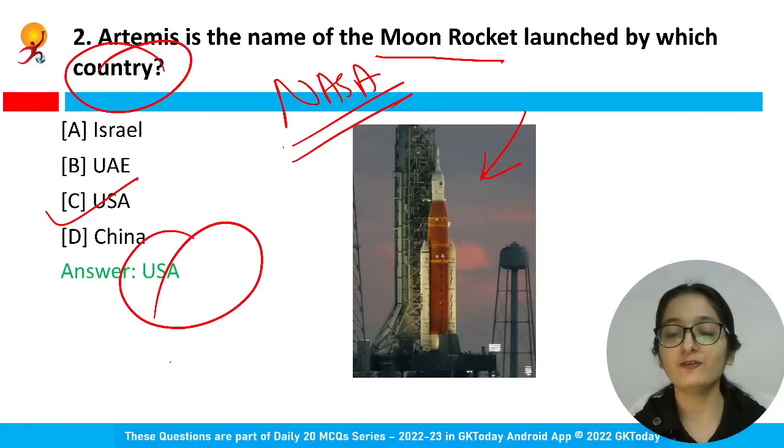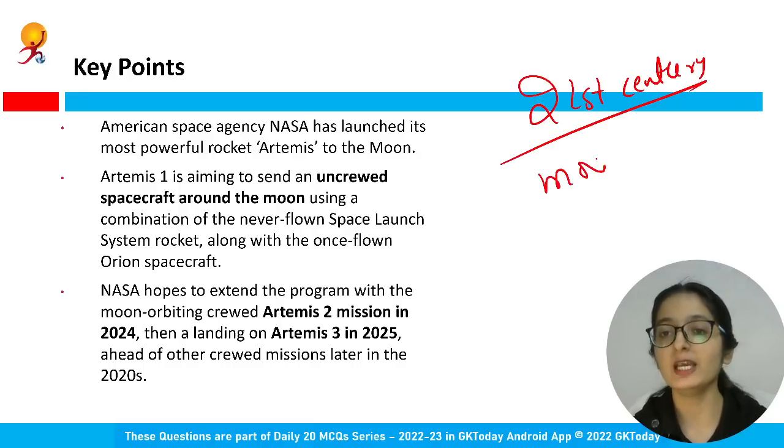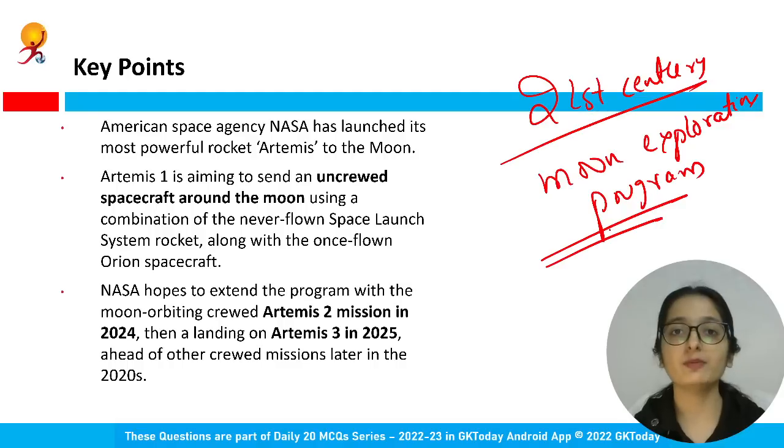It is the first flight of NASA's 21st century. This mission is basically a moon exploration program, right? Earlier, 50 years ago, there was Apollo, the name of the program. But now if I talk about the 21st century, this is the first flight, and the most powerful rocket, Artemis, to the moon has been launched by the American Space Agency. The name is NASA, right? So please do remember that.